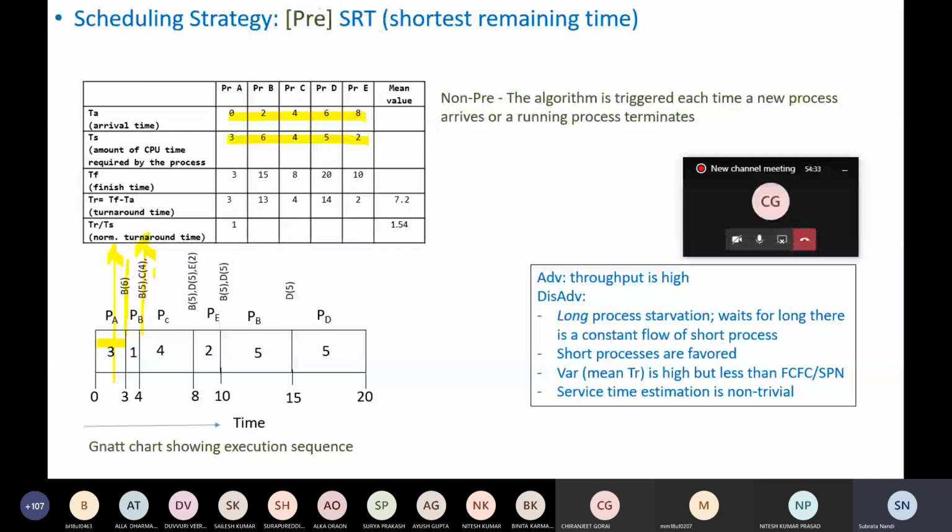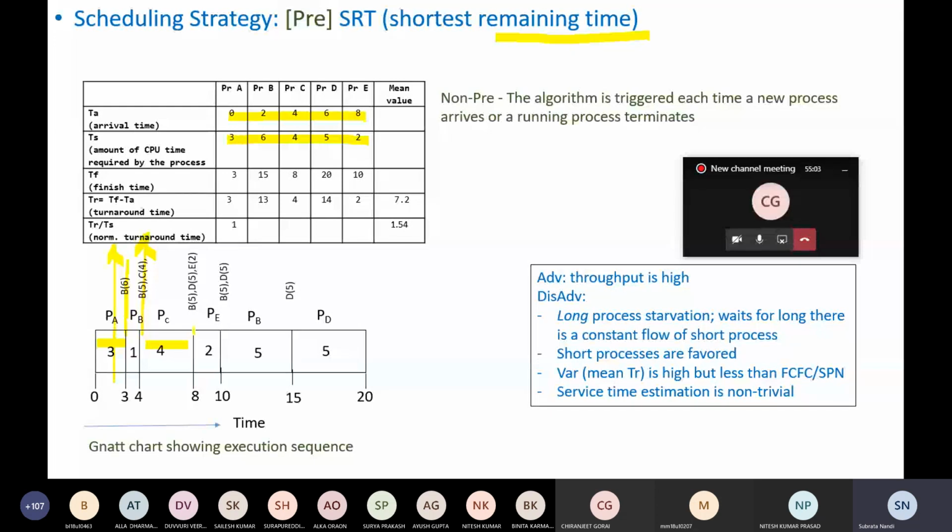So definitely this is the shortest remaining time, not the shortest process, because it might happen that some process got preempted, and you should talk in terms of remaining times. That's why we call it shortest remaining time, not shortest process next. It is the residual amount of service time that is remaining. So C got scheduled, and C continued for 4 units of time.